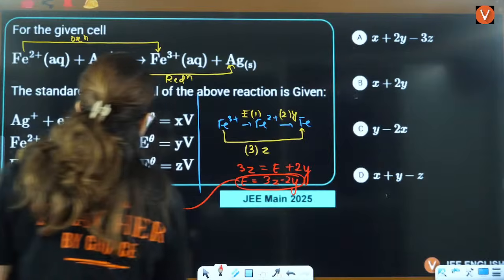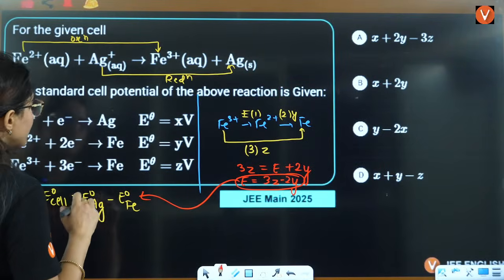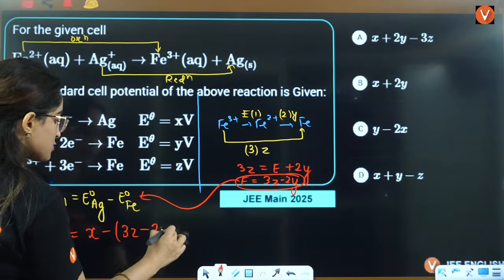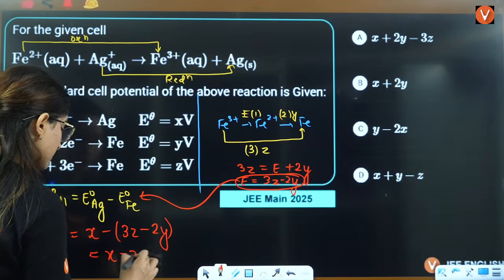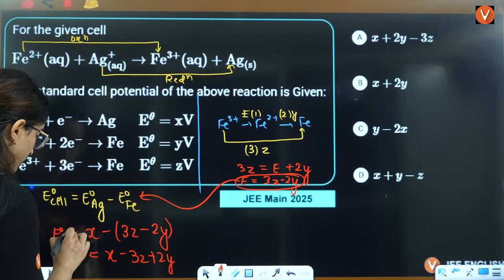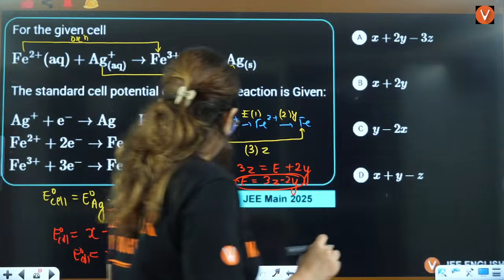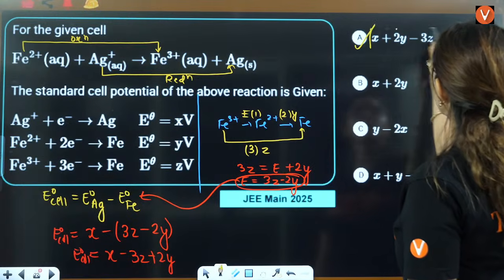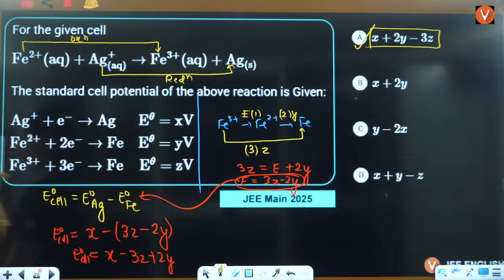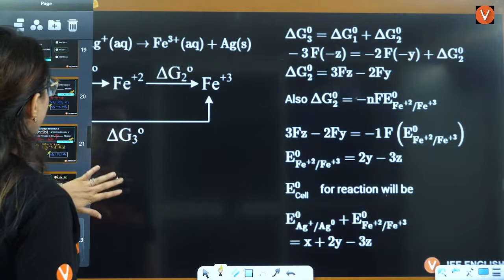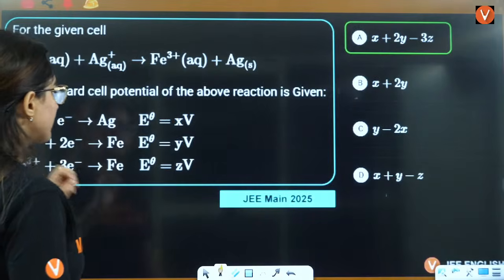We'll put this value here: E naught Ag, this reduction potential is X, minus (3Z minus 2Y), and this is going to be X minus 3Z plus 2Y. That is going to be the value here. X minus 3Z plus 2Y. So A is the correct answer here. Everybody, do let me know in the chat box if that is clear to all of you or not. This is the same sequence that I have written in short.